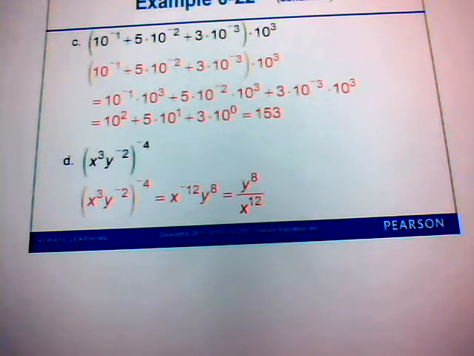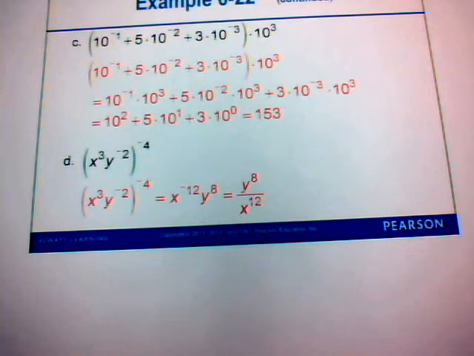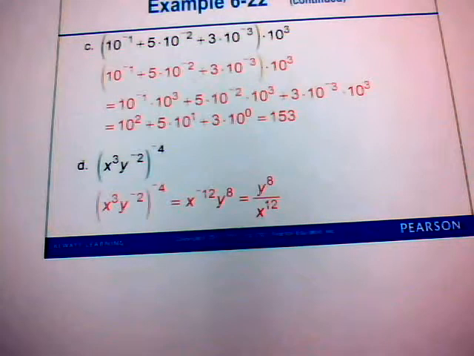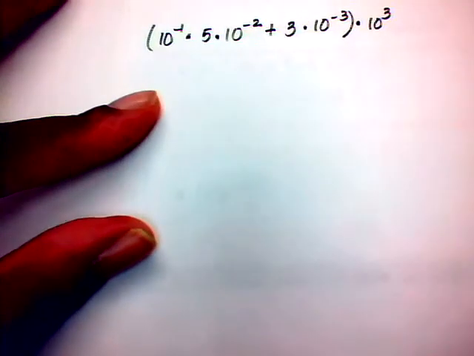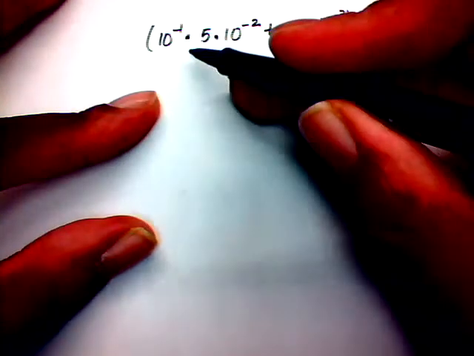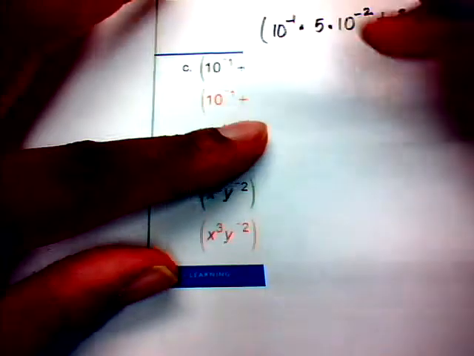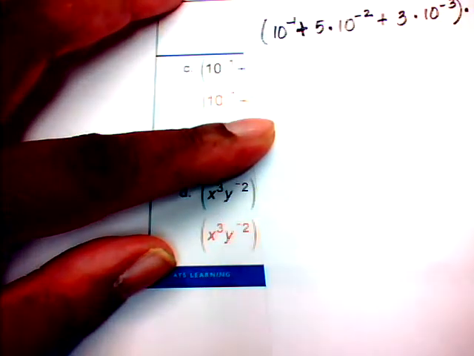Okay. Let's look at this one. Part C. We got 10 to the negative 1 plus 5 times 10 to the negative 2 plus 3 times 10 to the negative 3, and that's multiplied by 10 to the 3rd. In this case, we're going to use the distributive property. 10 to the 3rd will be multiplied by each and every term inside the parentheses. There should be a plus sign there.